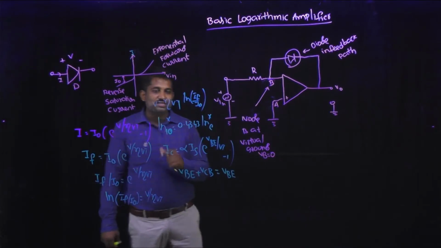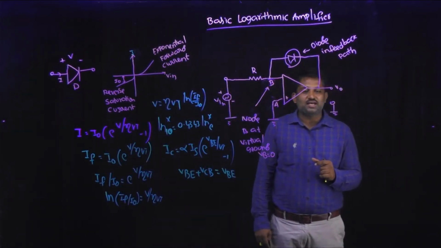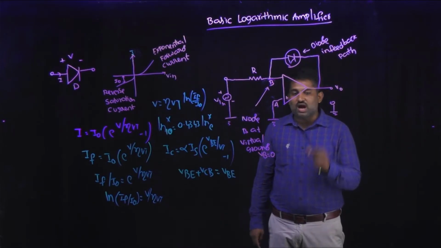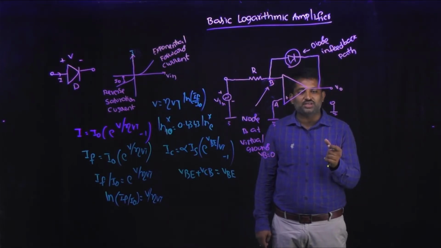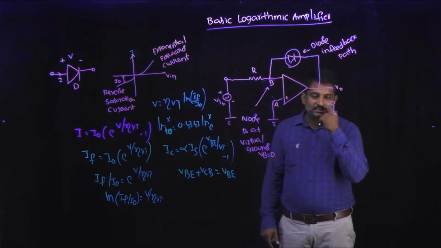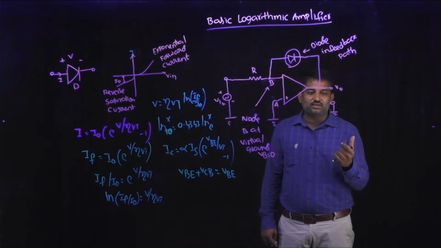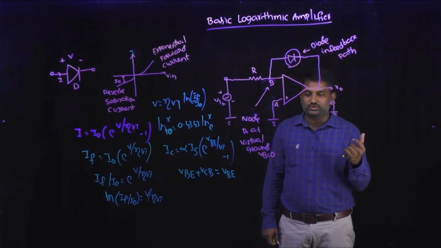Now IC is nothing but the collector current, and IS is the saturation current, and alpha will be taken as a constant. Generally we take it as 1, and VBE is nothing but the base emitter voltage, and VT is nothing but the thermal voltage.